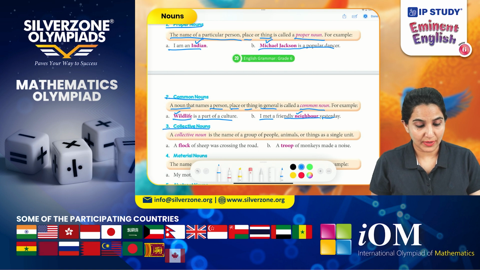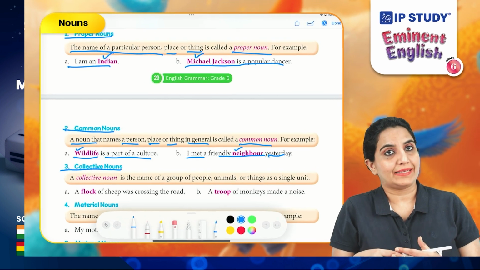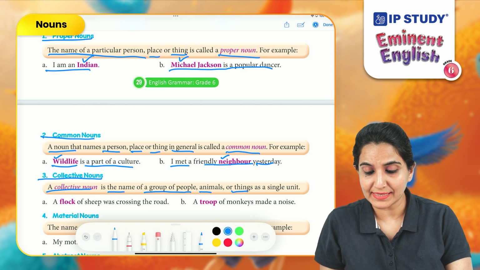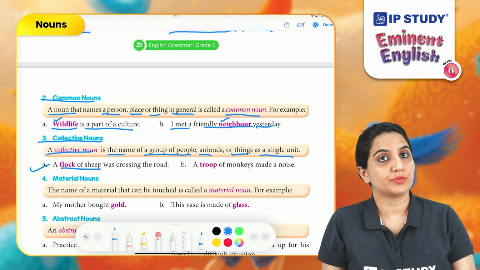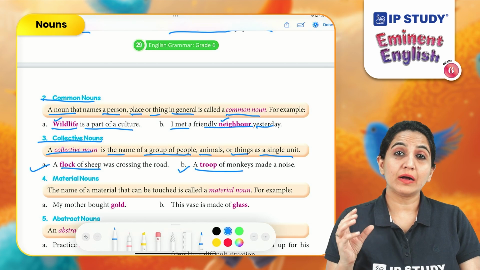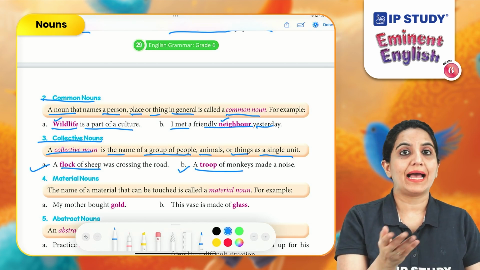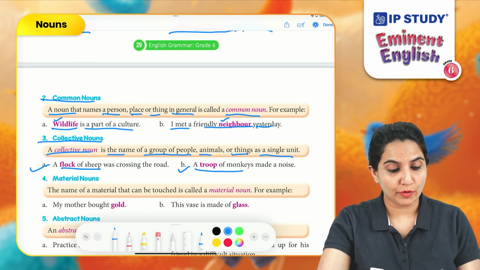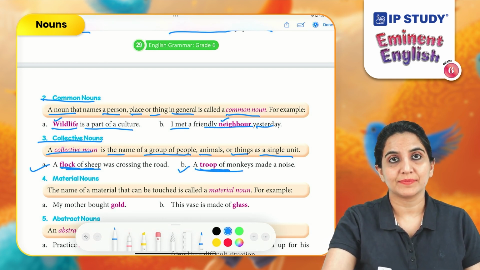Collective nouns. A collective noun is the name given to a group of people, animals or things. A collective noun is the name of a group of people, animals or things as a single unit. For example, a flock of sheep was crossing the road. A troop of monkeys made a noise. So when we give a collective name or a single unit name to a group of people, animals, places or things, we call it a collective noun. Like flock of sheep, troop of monkeys, class of students.